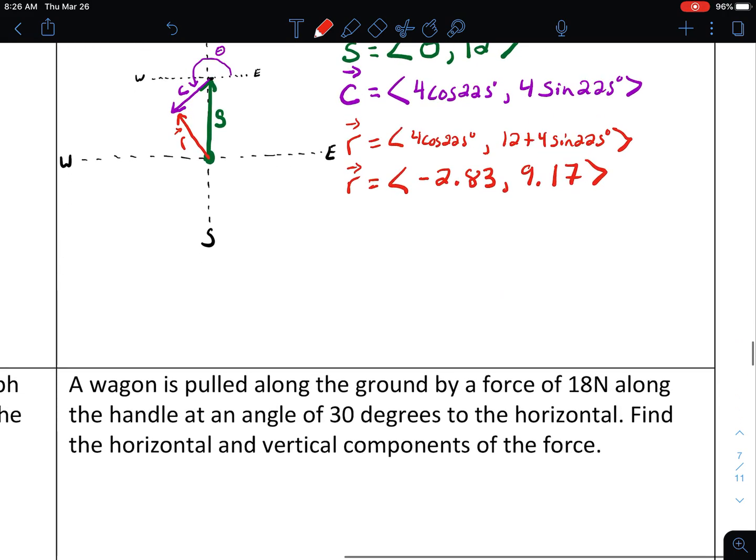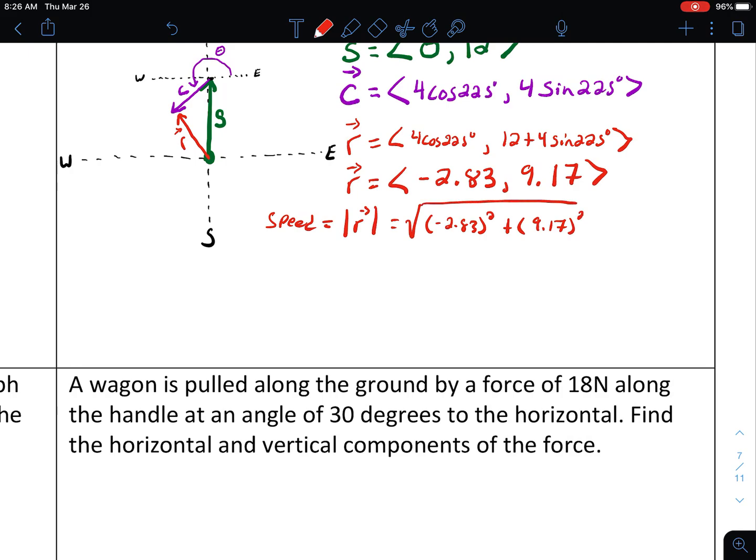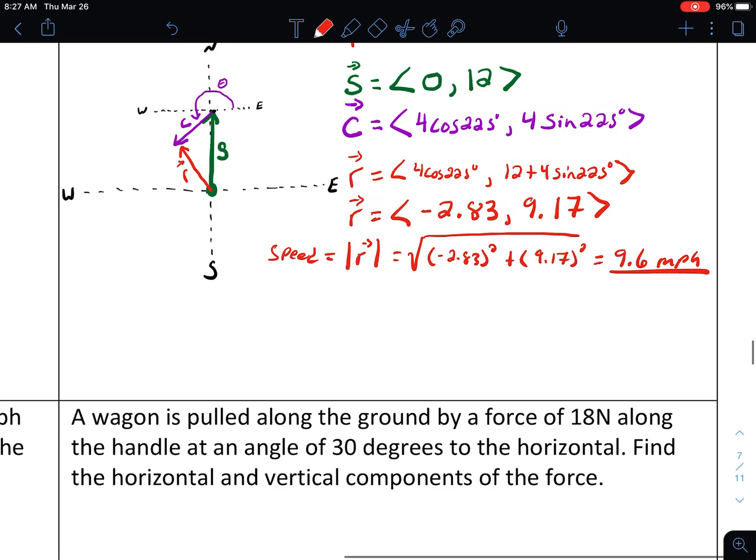And so now we want to find the actual speed and the bearing. All right, well, speed is equal to the magnitude of our vector here. So that's going to be the square root of negative 2.83 squared plus 9.17 squared. And that's going to give us 9.6 miles per hour. So that's our speed. Now we want to find the bearing of the ship, or, let's say, the direction it's heading.